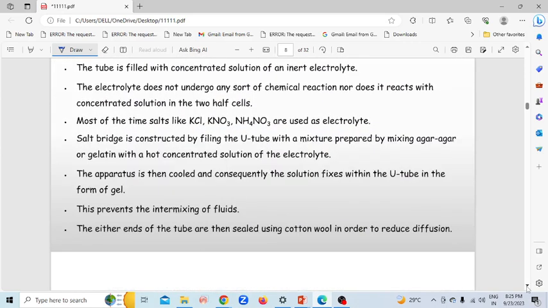The salt bridge we have already discussed. It is not made only of KCl. Sometimes it can be ammonium nitrate. So different types of salts are used to make a salt bridge.